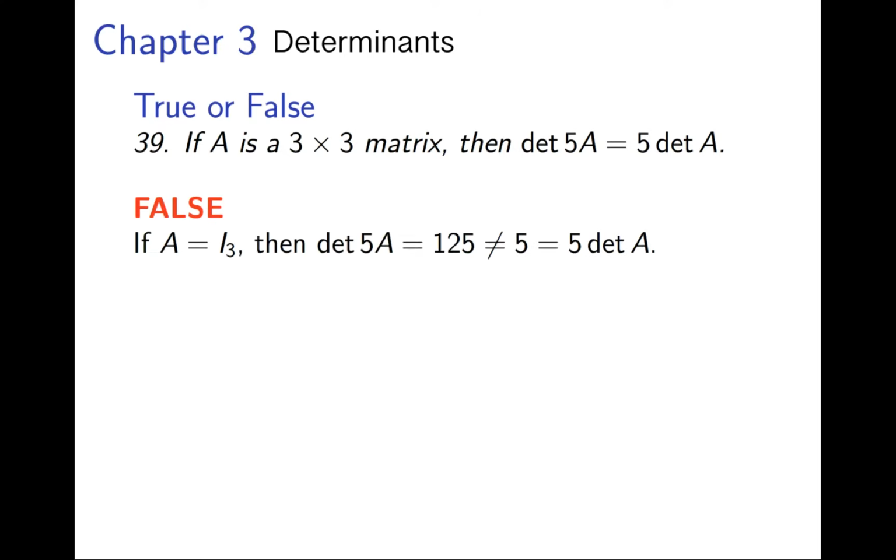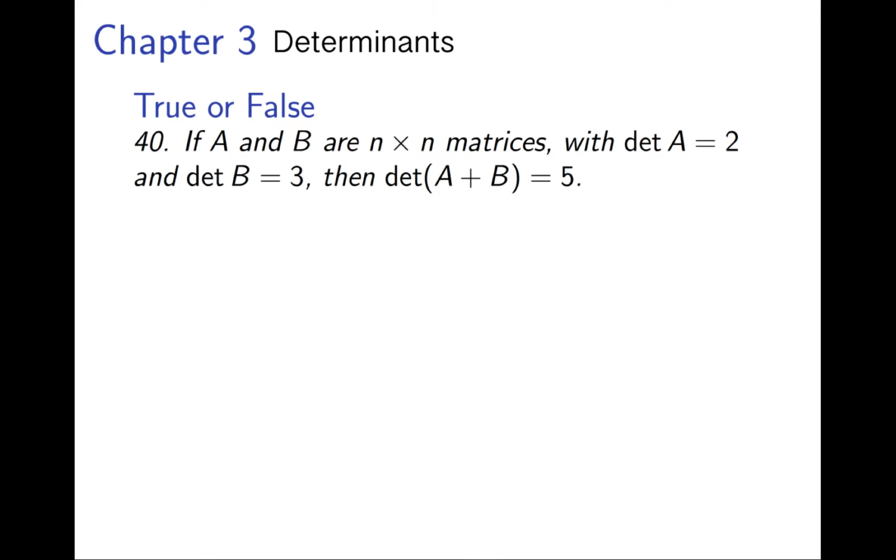And so let's start with A being the identity matrix. Well, the determinant of 5 times the identity matrix would be 5 times 5 times 5, 125. And that is not equal to 5, which is 5 times the determinant of the identity matrix. So this is best shown by just writing out one example, taking A to be the identity matrix.